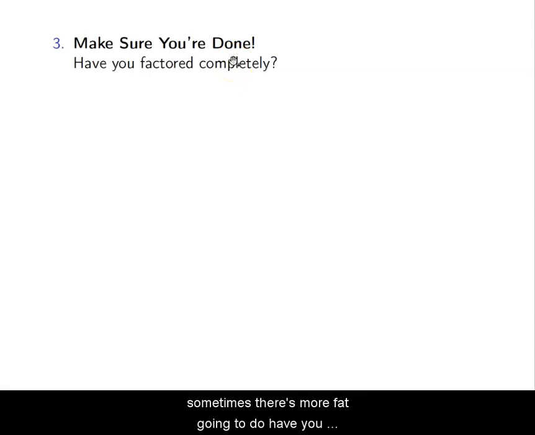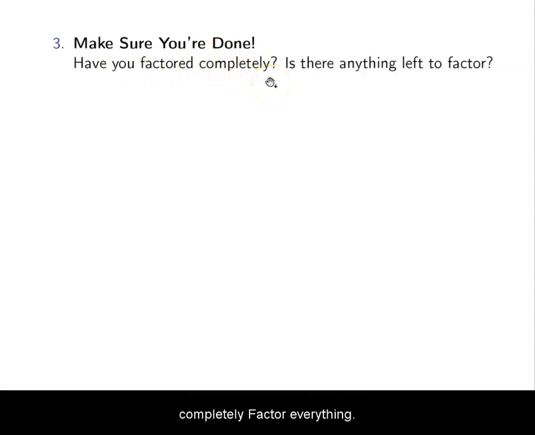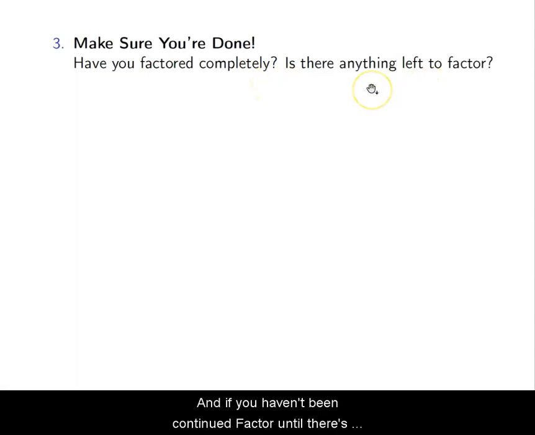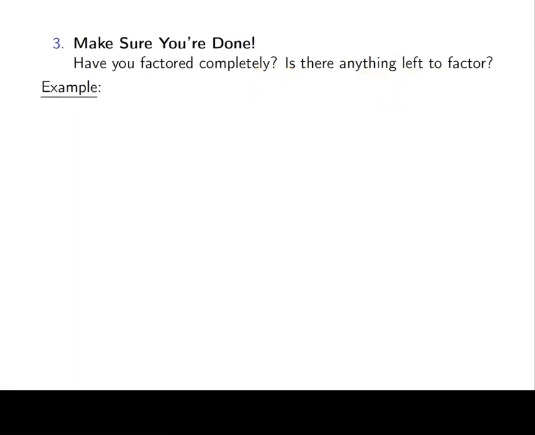Sometimes there's more factoring to do. Have you completely factored everything? And if you haven't, then continue to factor until there's no more factoring left. So let's go ahead and do a couple of examples, and then we're pretty much done with this section.